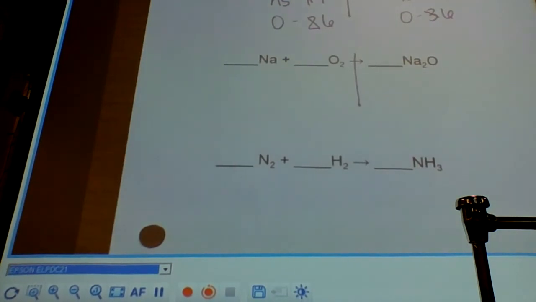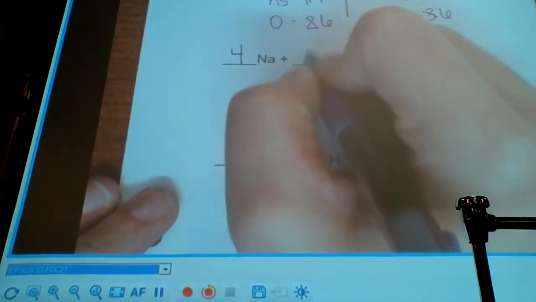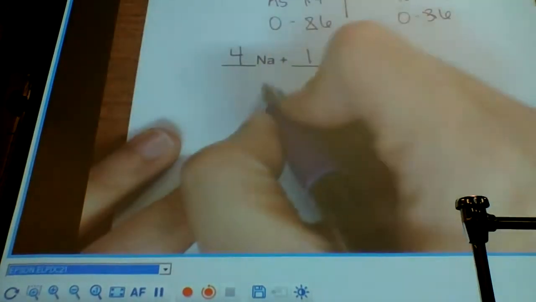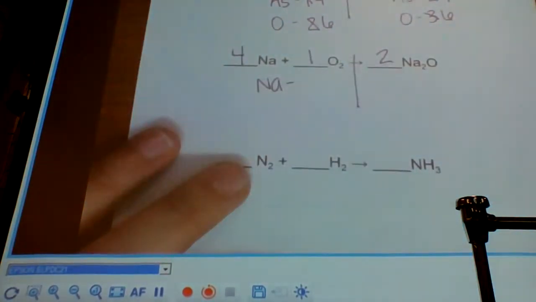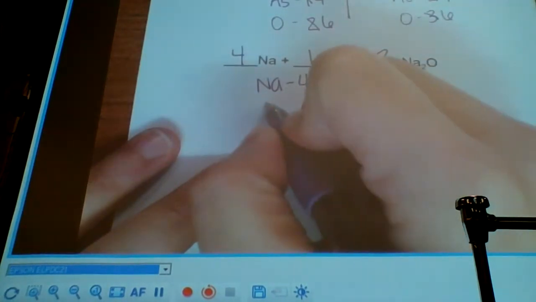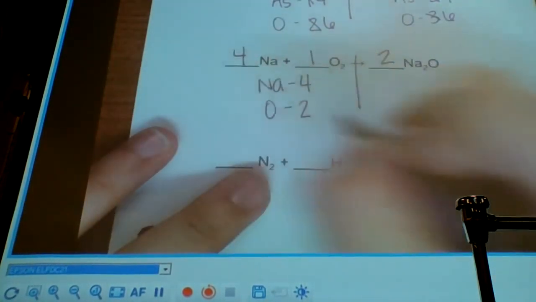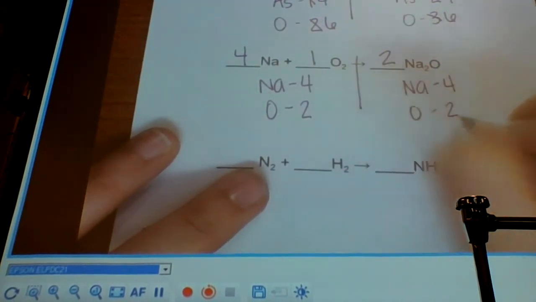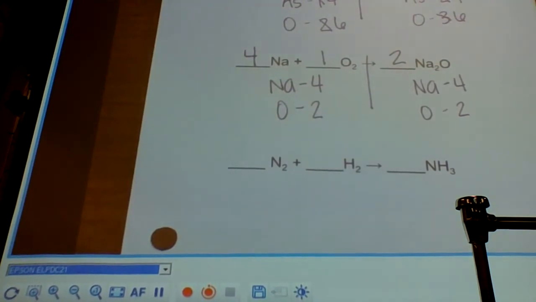Okay, somebody tell me what coefficients did you get? 4, 4, 1, 2. Okay, I'm going to work backwards. All right, so I'm going to put in those coefficients, 4, 4, 1, 2. This is a good way to check your work at the end. Now I'm going to take inventory with my coefficients. So with 4 Na, how many Na do I end up with? 4. How many oxygen do I end up with? 2. Okay, on my product side, how many Na do I have? 4. How many oxygen? 2. So y'all did it right. Okay? So if you find your coefficients, you can always go back to double check your answer. Make sure everything adds up the way it's supposed to.